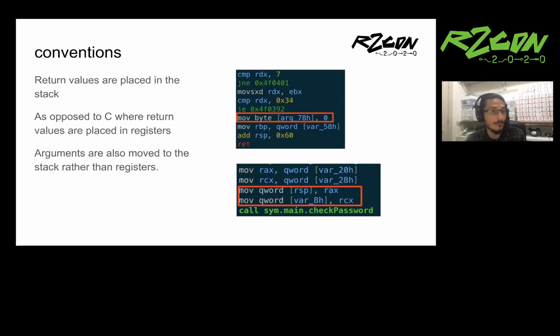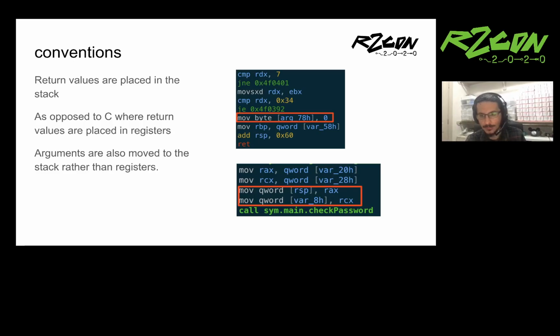Now, let's look at some conventions. The return values are placed in the stack as opposed to C, where return values are placed in a register. So for instance, here we are at the end of a function, about to return from it. We are moving a false value, the 0 value, into the stack. Then we restore the stack, and then we return. So that value is stored in the stack rather than in registers, as opposed to C, like I mentioned. Same thing for arguments to functions. They are always moved to the stack rather than registers.